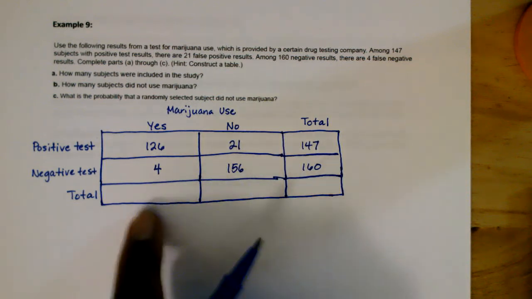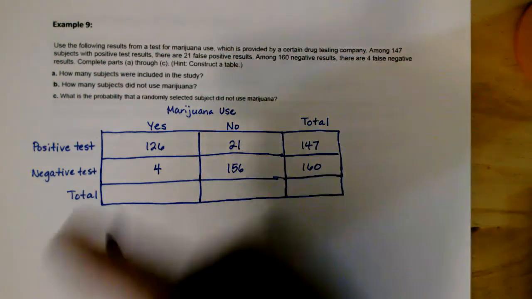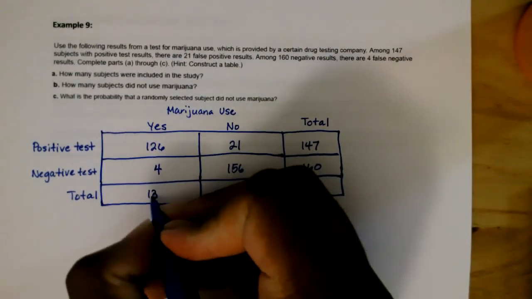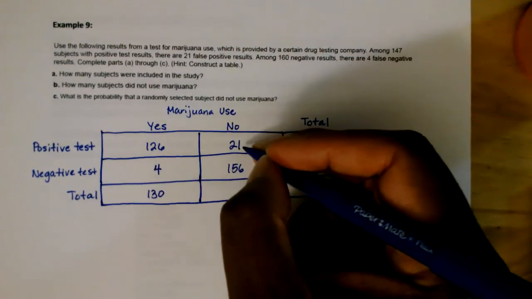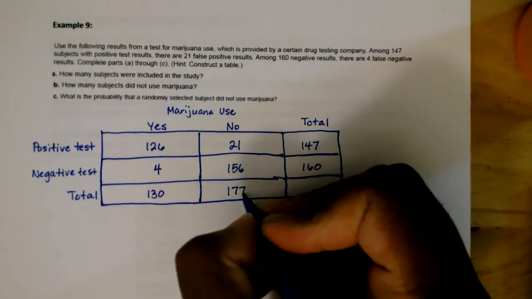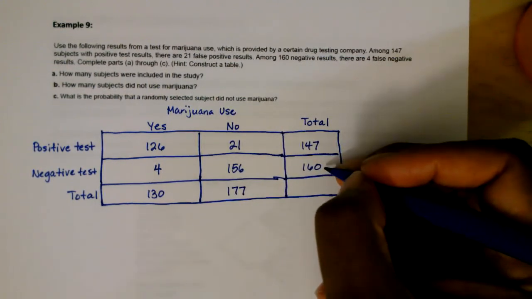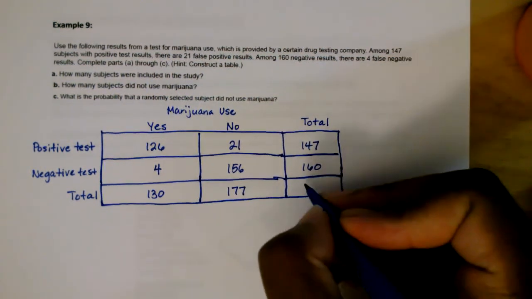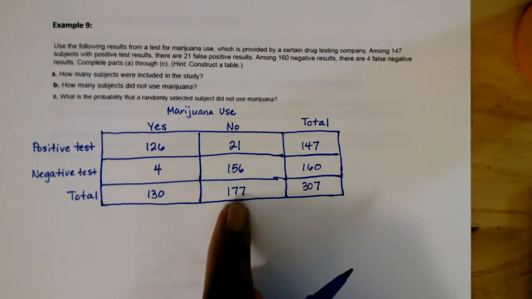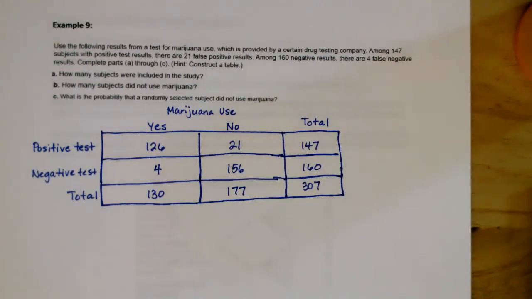All right, let's fill in these total boxes here. For the yes column, 126 plus 4 is 130. For the no column, 21 plus 156 would be 177. And if I add 147 to 160, this will be 307. And if I add 130 and 177 going this way, it's also going to be 307. So my table is complete.